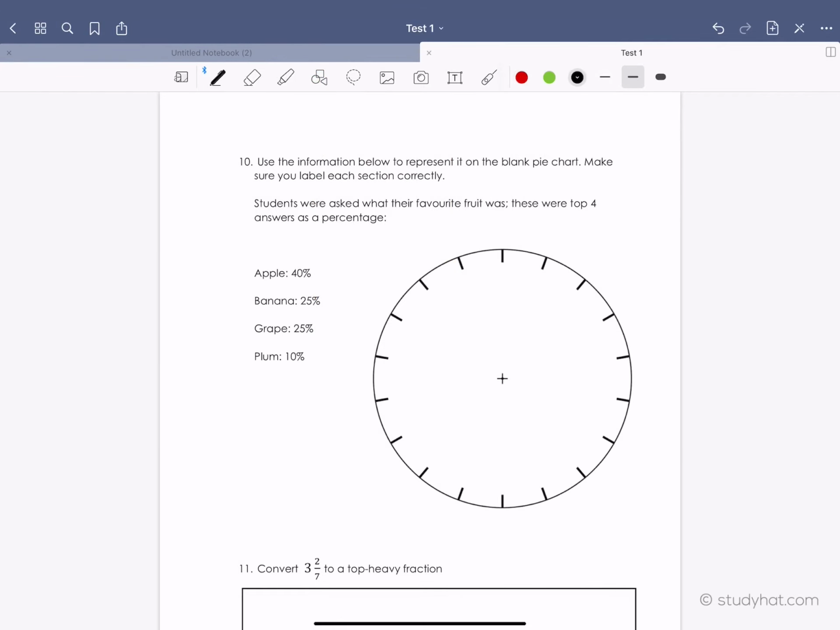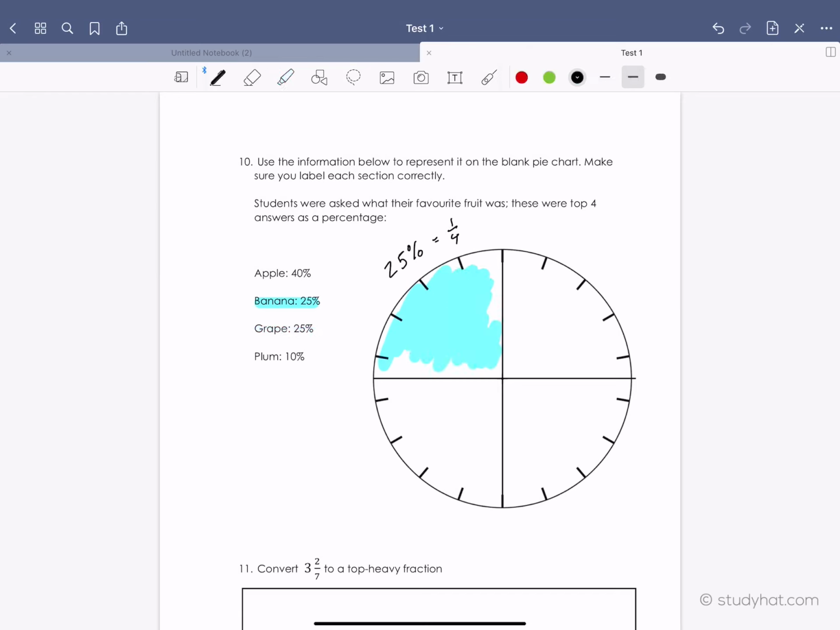Okay, question 10. We're going to put these percentages into a pie chart. Now it helps here just to do some quick estimations. If I do this, I've divided it into 4 sections. So I know each of these are 25%, because 25% is 1/4 of the circle. So we've already got 2 we can do quite easily. Banana and grape. So banana, we'll use a different colour for grape actually.